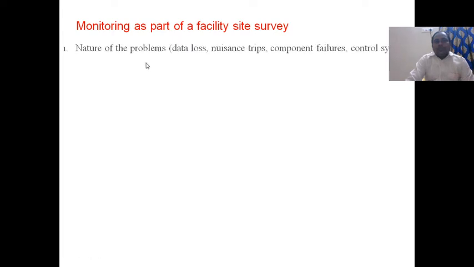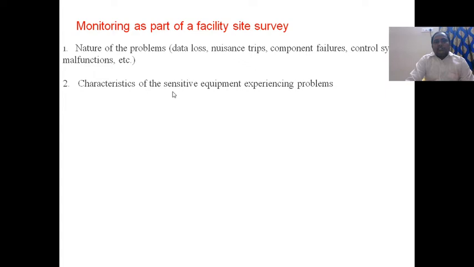So, nature of the problem. Where we need to monitor is the first important thing. For that we do the site survey. Nature of the problem: data loss, nuisance trips, component failure, control system malfunctions, etc. That is the nature of problems.